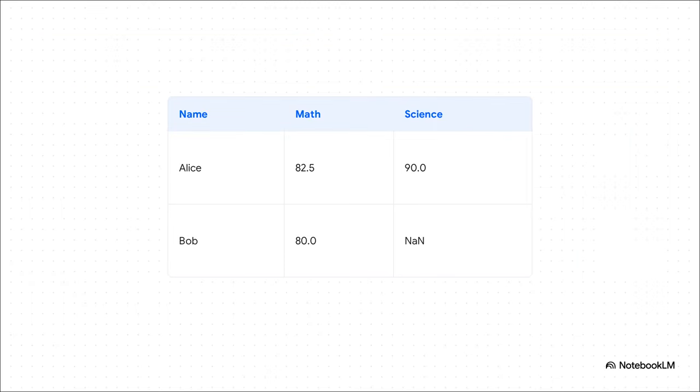Pivot table sees those two math scores for Alice, and instead of panicking, it just does exactly what we told it to do. It averages them and presents one single, clean entry in our final wide table. It just elegantly solves that whole duplicate problem, giving us a perfectly summarized, analysis-ready view.